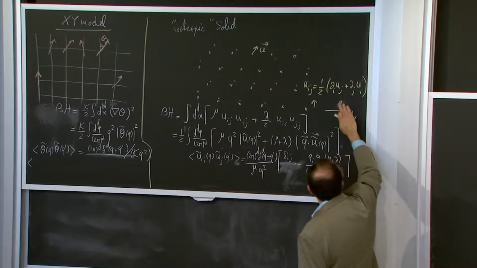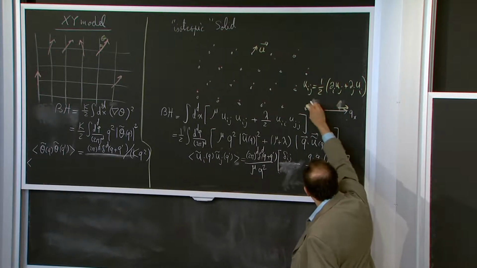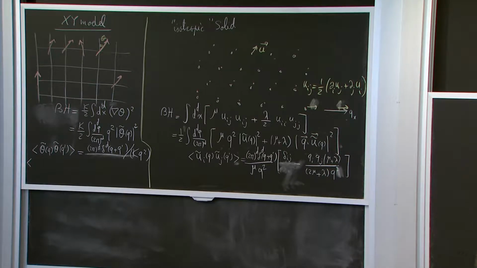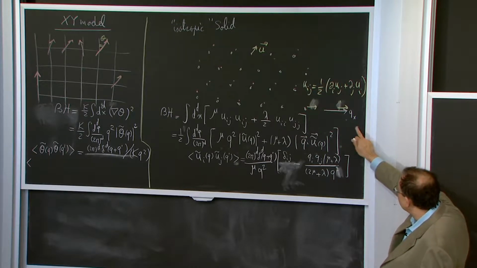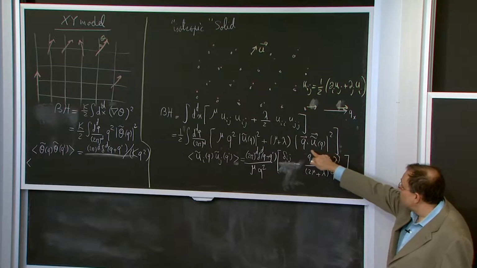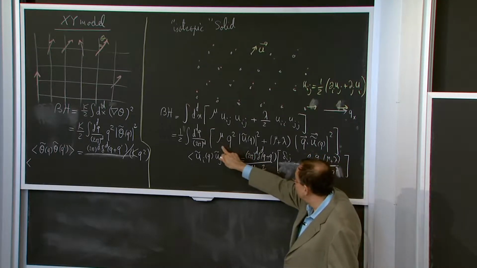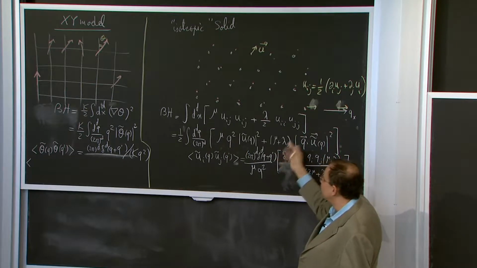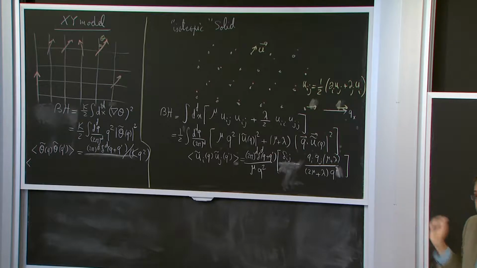Now let's look at the case where I look at u's that are aligned with the vector q, let's say again in the x direction. Then, as far as the energy is concerned, both terms are present, and the cost should be 2 mu plus lambda. So the answer that I should ultimately get should be 1 over 2 mu plus lambda.